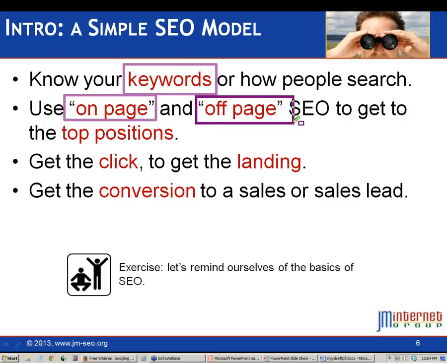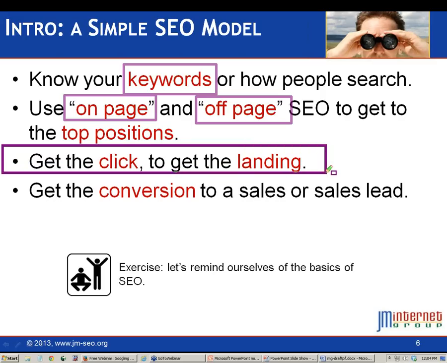On page and off page are changes to your website. These are your links, social mentions, etc. So a simple model: you've got to know your keywords, set your website up in the correct fashion to talk to Google, and get links and other external references. Then we want to get the click to get the landing, and then we want to get the conversion.